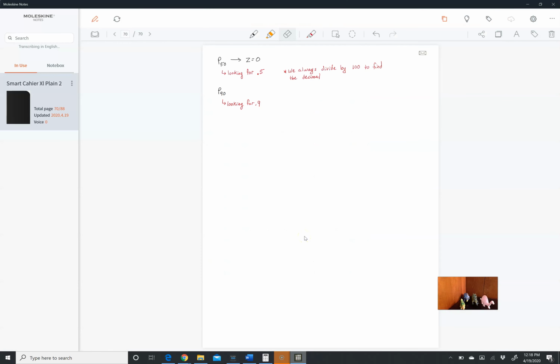Okay. So our z is approximately 1.28. It's not exactly 1.28. That's why we use the approximate sign. But it's closer to 1.28 than 1.29. So this is where we take the one it's closer to because it's not in the table.